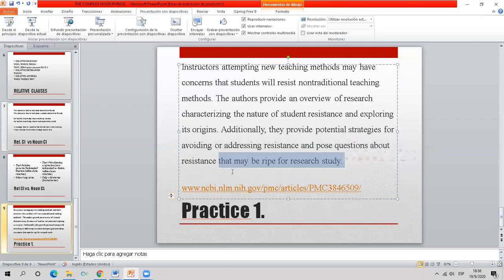They pose questions that may be ripe for research study. Be careful because, which is the question you ask yourselves in order to decide whether you have one or two post-modifiers? Well, you should decide whether this relative clause is related to resistance or to questions. And in this case, it is clearly linked to questions for research study, okay?